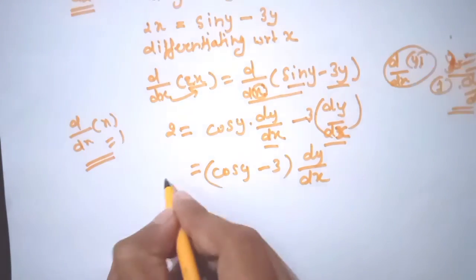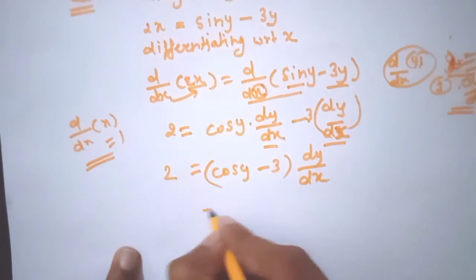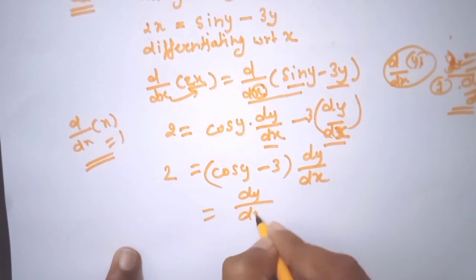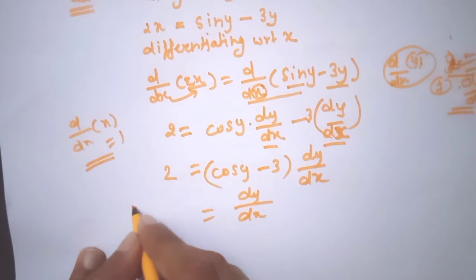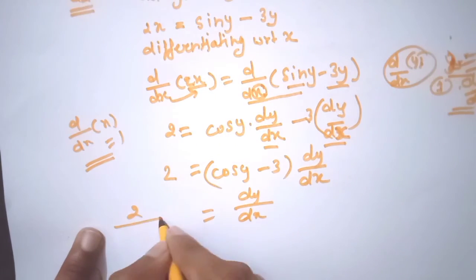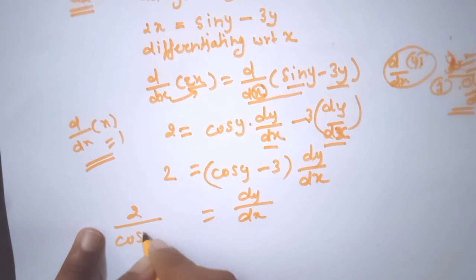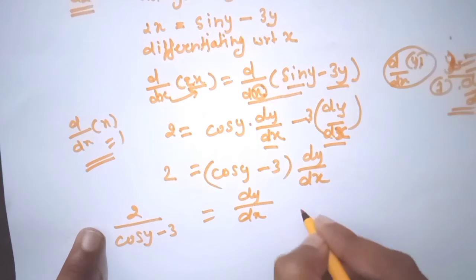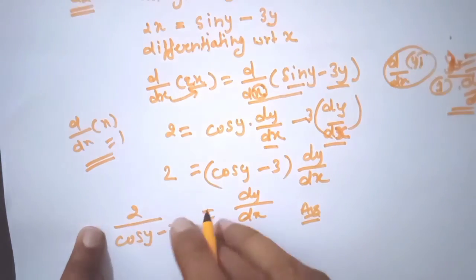So our answer will be dy by dx is equal to 2 upon cos y minus 3. Okay, now I am moving to the next question.